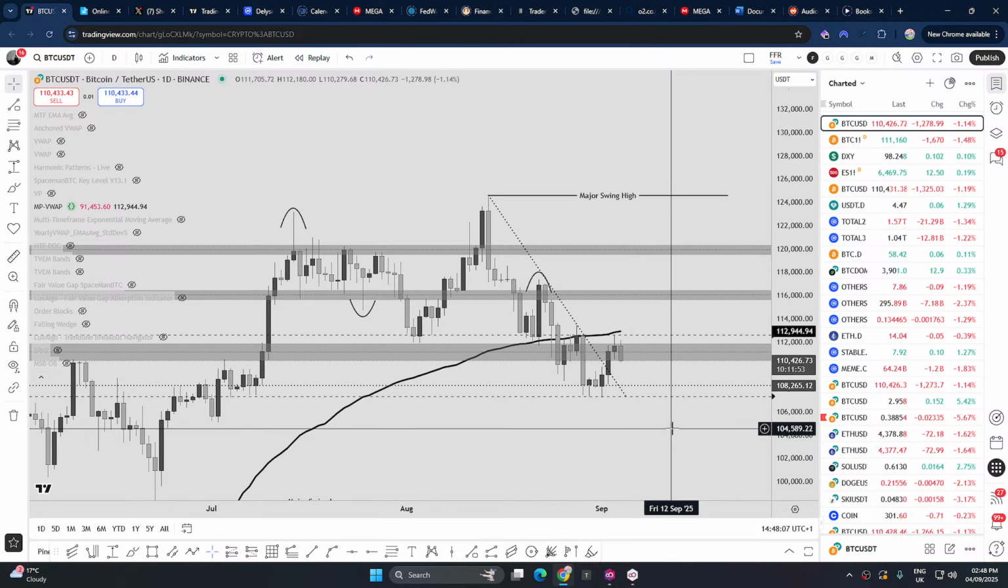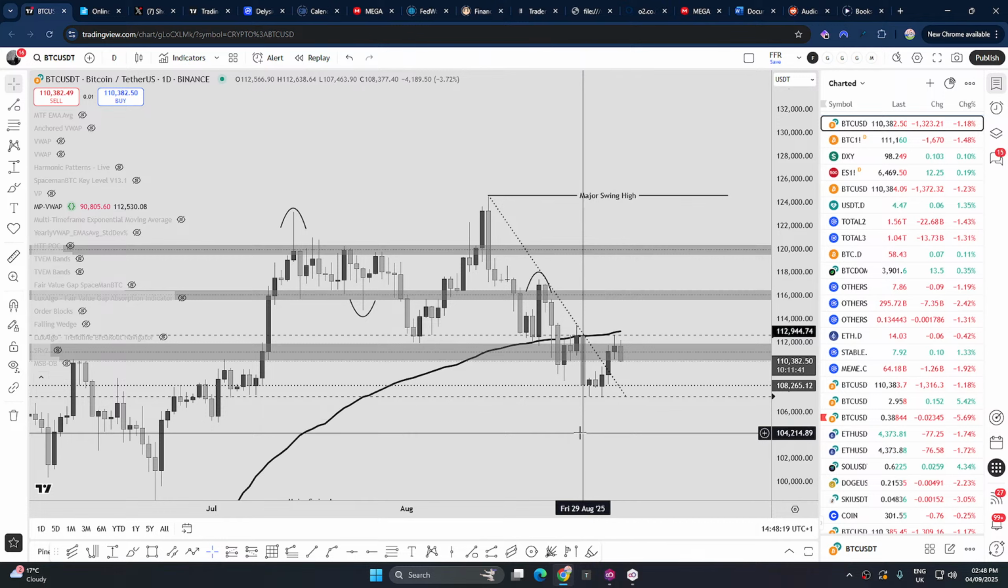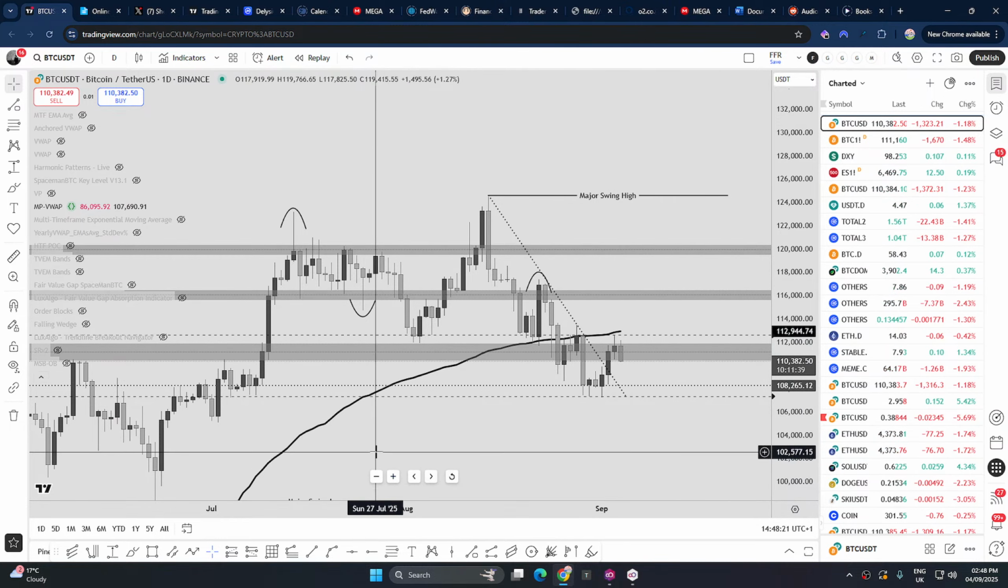I already have explained the importance of this dynamic level in multiple live streams. I just gave you a live example of this. I just showed you an example in which price had a break below this level. Then it took price 4 to 5 months to break back above this level. And same is the case here.